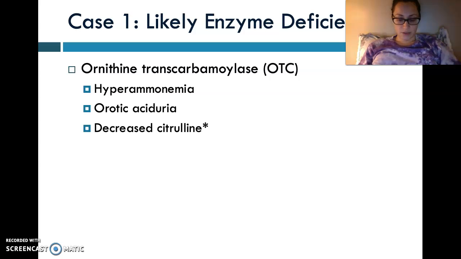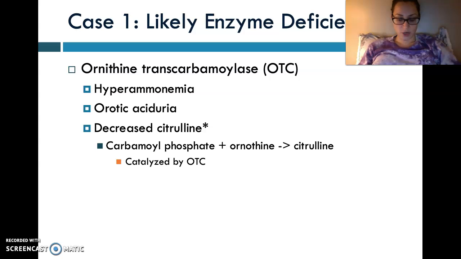Citrulline levels will usually be decreased as OTC catalyzes a reaction between carbamoyl phosphate and ornithine to yield citrulline. Despite the case study describing the citrulline level as normal at 10, the normal reference noted is 12 to 55, so let's actually consider this value low in this scenario.